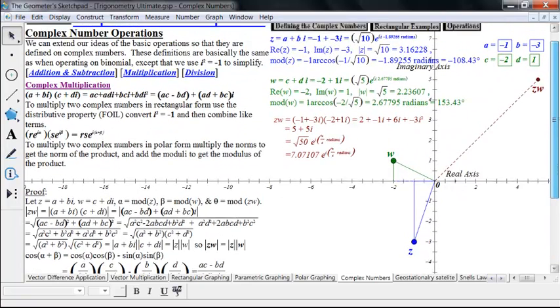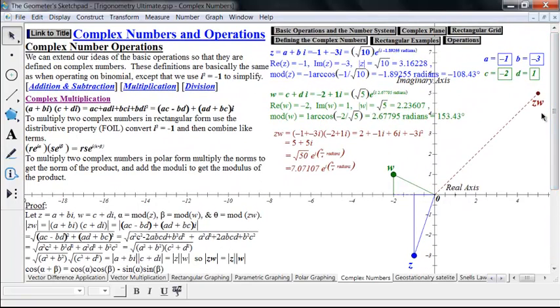So pretty cool. That tells you if they're in component form, it's fairly easy to multiply them. You just use FOIL. But maybe it's even easier to multiply them in polar form, because all you have to do is multiply the magnitudes and add up the direction angles. Pretty cool, huh?